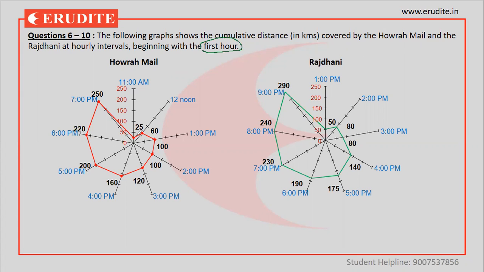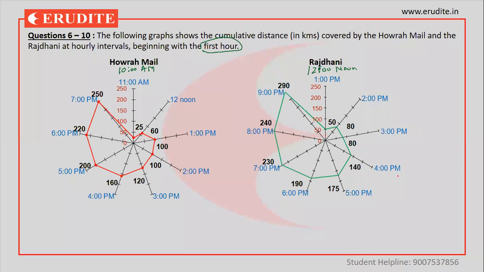At 11 a.m. it has covered 25. And it is in the beginning with the first hour. And every hourly distance is given. That means Howrah Mill started at 10 a.m. And from 10 to 11 it has covered this 25. And Rajdhani started at 12 noon. And in this 1 hour, it has covered 50. That's how to read the data.